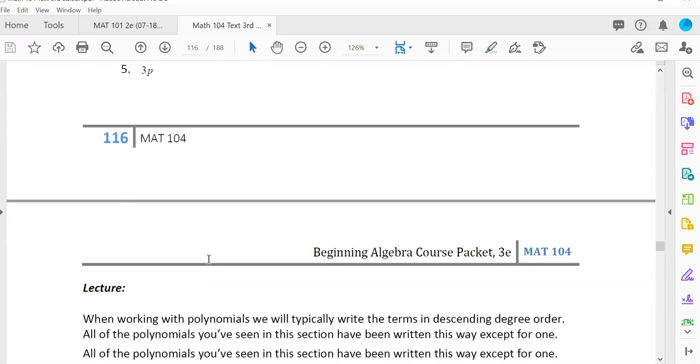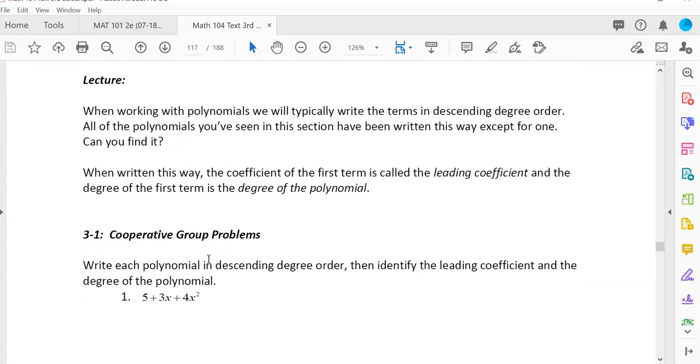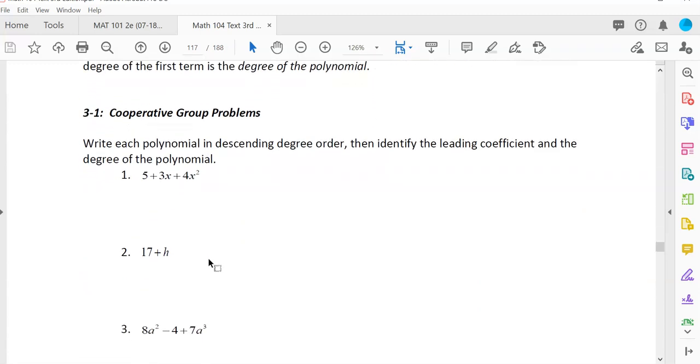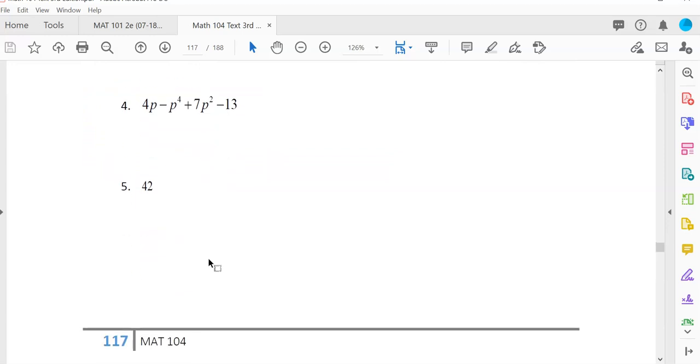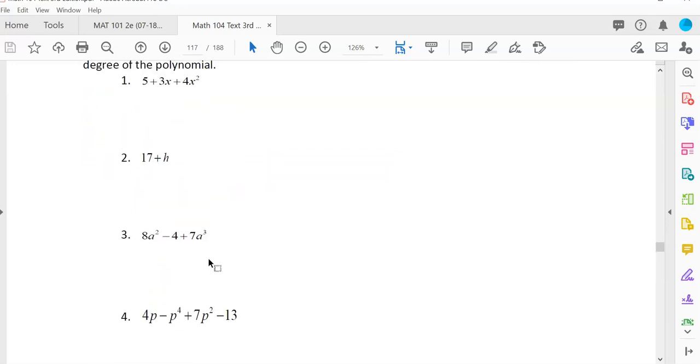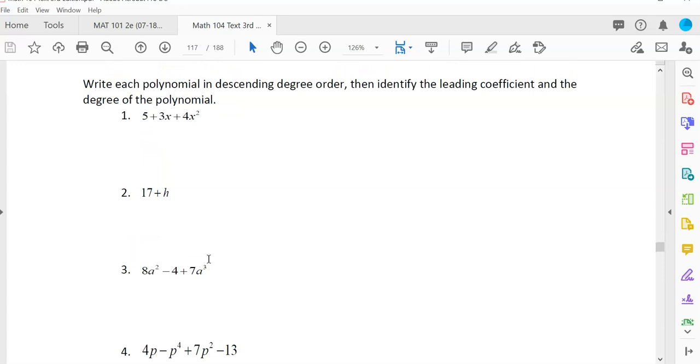If it does, I'd like you to push pause on the video, and in these 3.1 cooperative group problems on page 117, put each polynomial in descending order. Then state what the leading coefficient of the polynomial is, and then state what the degree of the polynomial is. So go ahead and push pause on the video, and then I'll explain those.